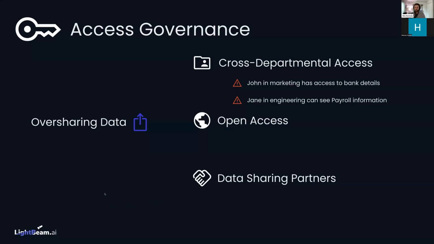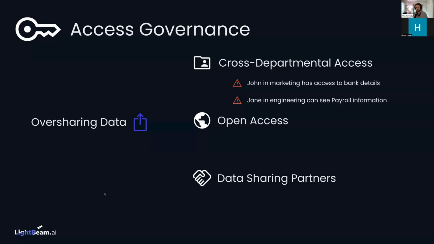You'll notice that governance often needs to be defined with a purpose, right? We can't just assume that because they're in marketing, they don't have it. Maybe there's a reason, but we need to define what that purpose is. So setting off an alert because of that, that's pretty important. Or Jane in engineering can see payroll information.